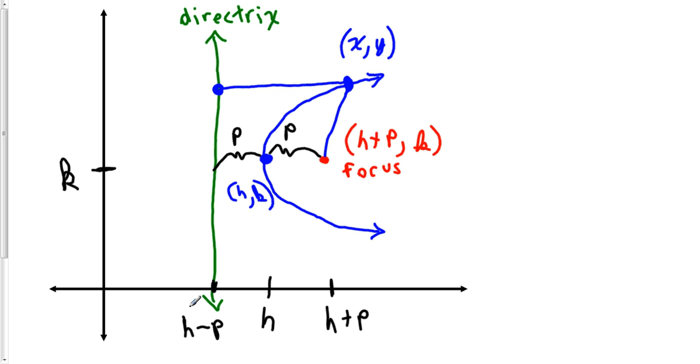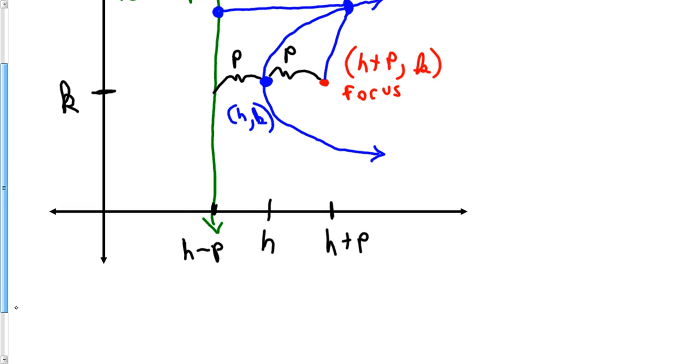So the equation of the directrix is, in this case, since it's a vertical line, vertical lines have equations x equals, and then we're just going to take this x value right here, which is h minus p. So there I have the equation for my directrix, and I also have the ordered pair that gives me my focus. All I need to know is how to find p.